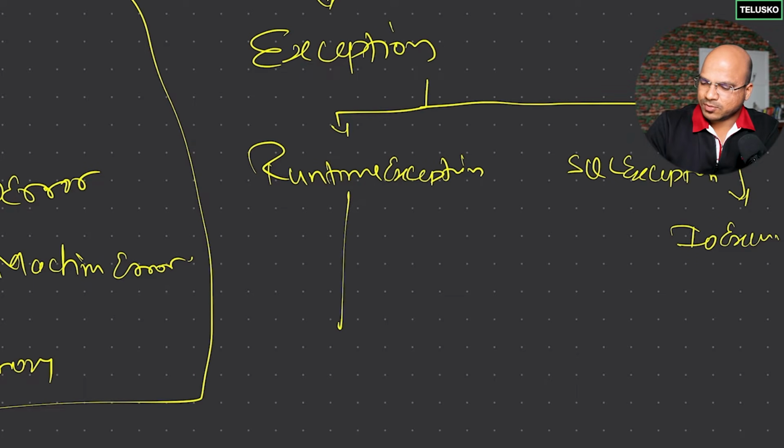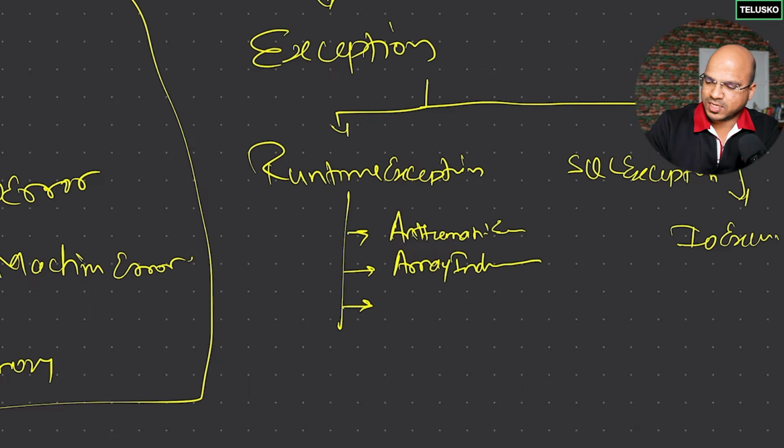Now in RuntimeException also, we have a lot of different exceptions. We have seen most of them. In fact, we have seen ArithmeticException, then ArrayIndexOutOfBoundsException, and then NullPointerException. All of these come under RuntimeException. Now the thing is, why do you have to remember this? Not everything you have to remember, but a few of them.